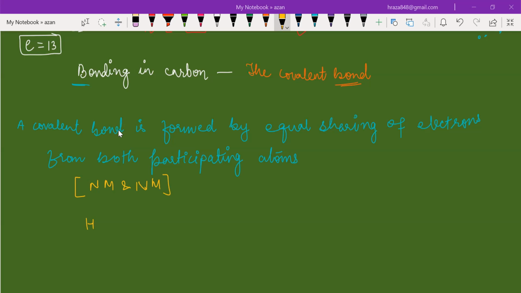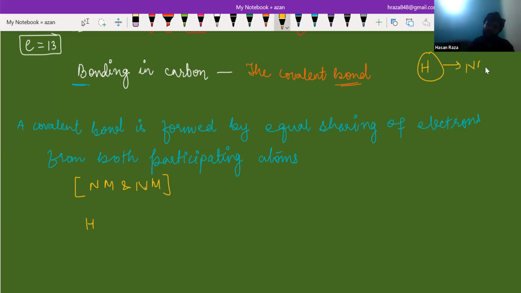Azaan, am I audible to you? Please do respond. Yes, sir. So can you tell me whether hydrogen is a metal or non-metal? Hydrogen is a non-metal. And you know that H2 is formed. H2 is hydrogen gas, that is a molecule. So what type of bonding is between these two hydrogens? Since it is a non-metal, there will be a covalent bond between them.